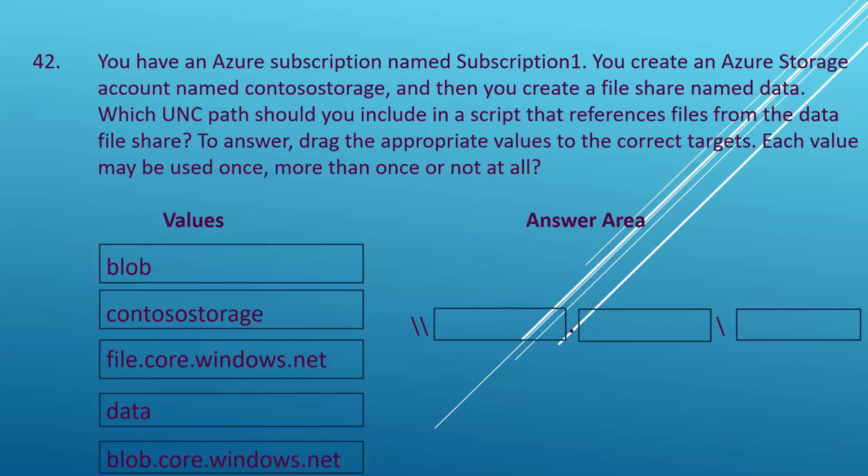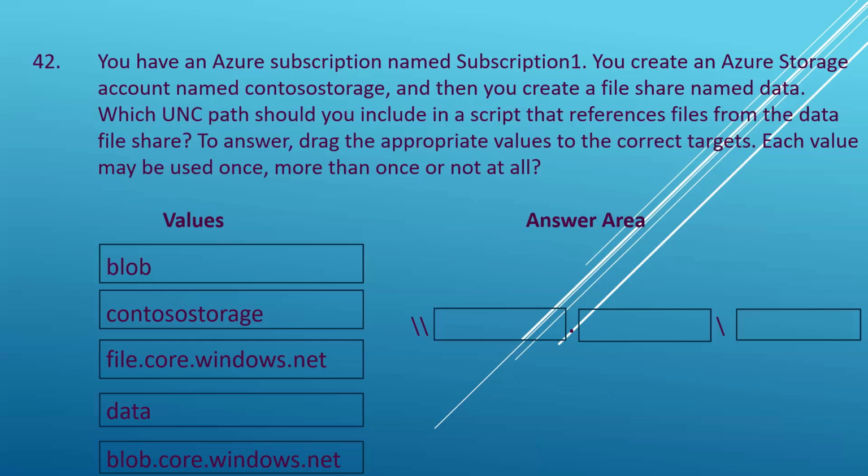You have an Azure subscription named Subscription 1. You create an Azure storage account named Contoso Storage, and then you create a file share named data. Which UNC path should you include in a script that references files from the data file share? Now you can get similar questions in the exam, and what you need to do is drag the appropriate values to the correct targets on the right hand side in the answer area. There can be variations to this. However, in this case, each value can be used once, more than once, or not at all.